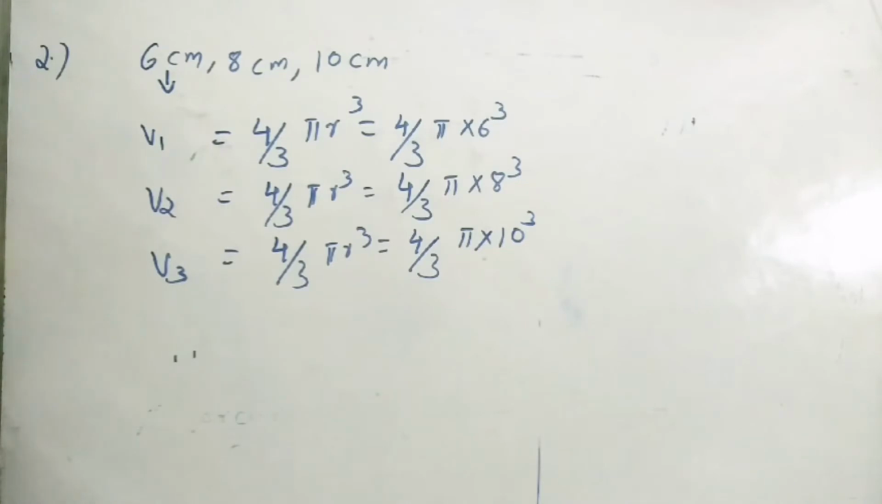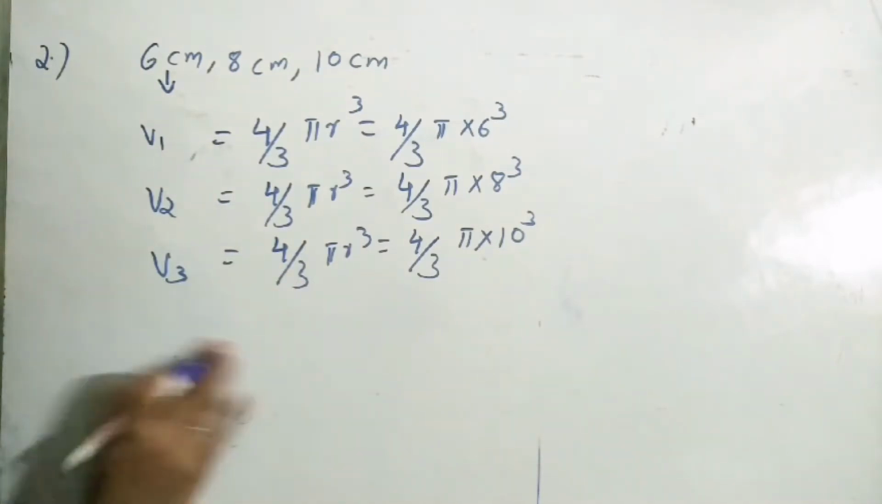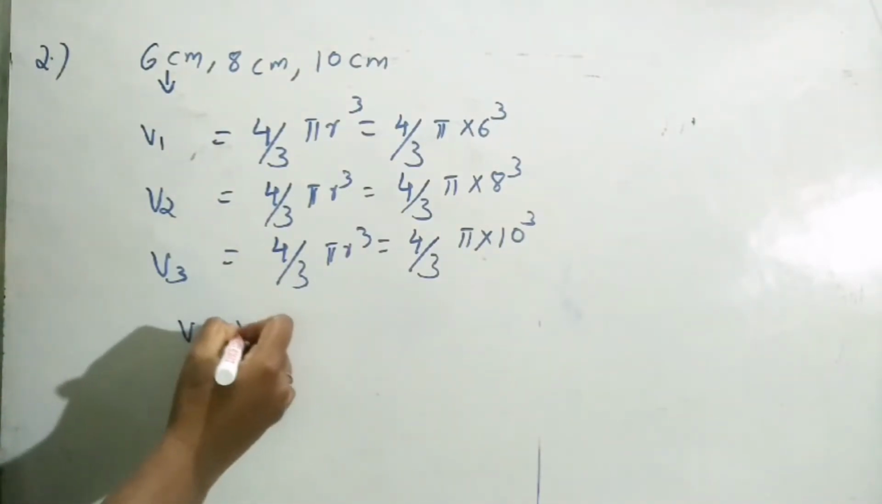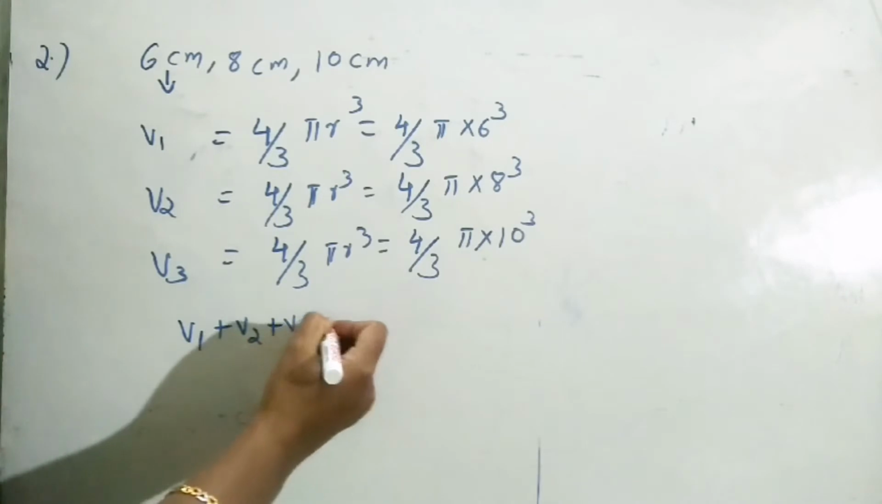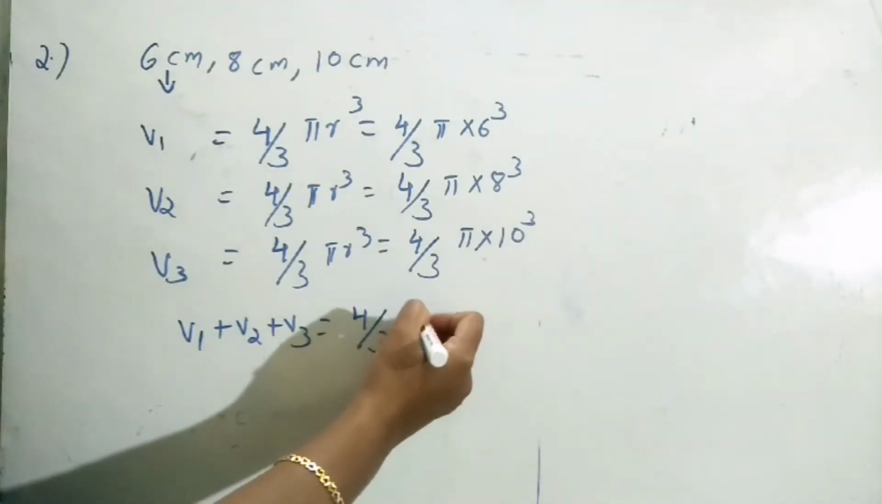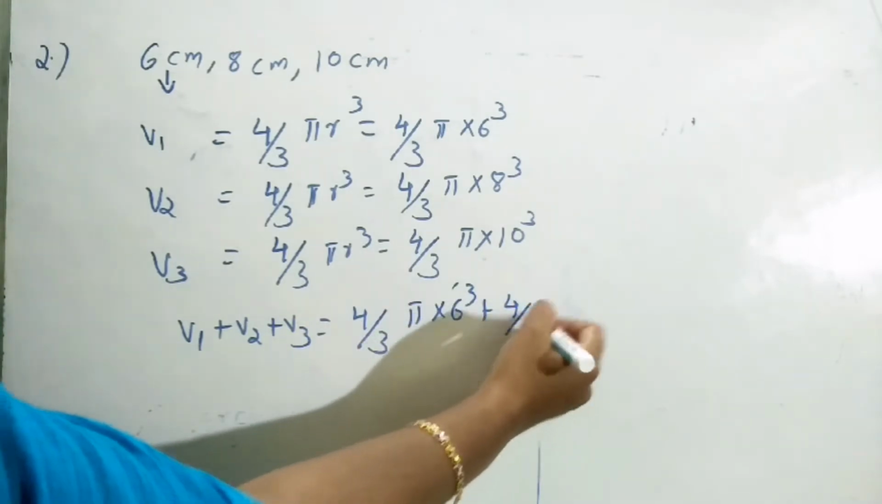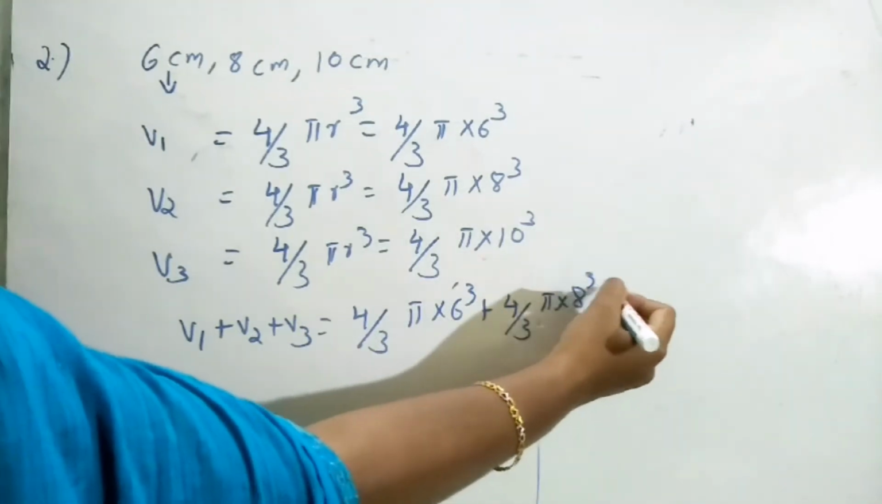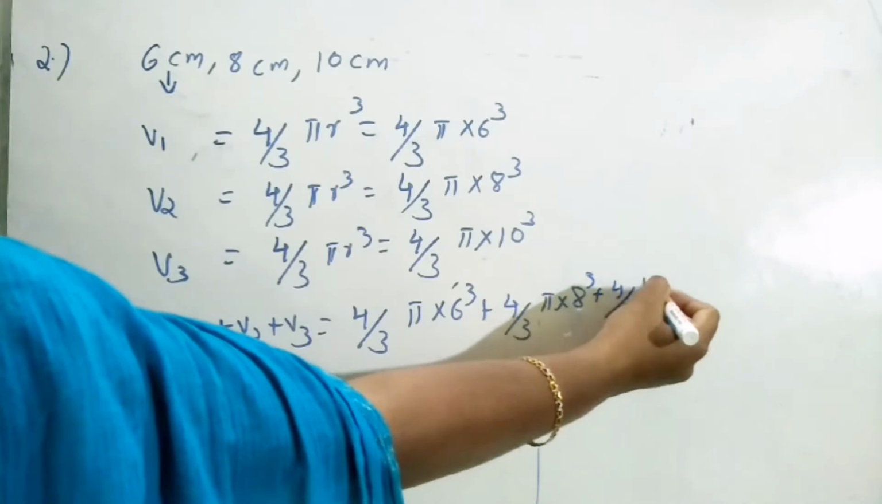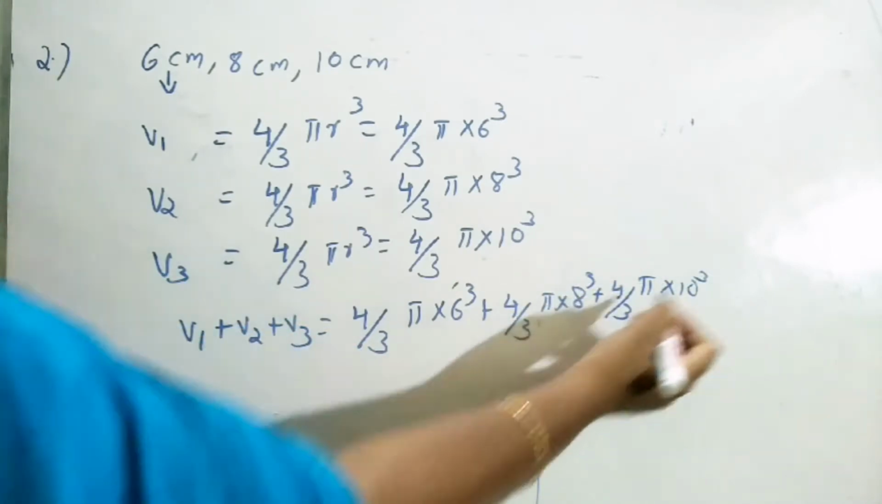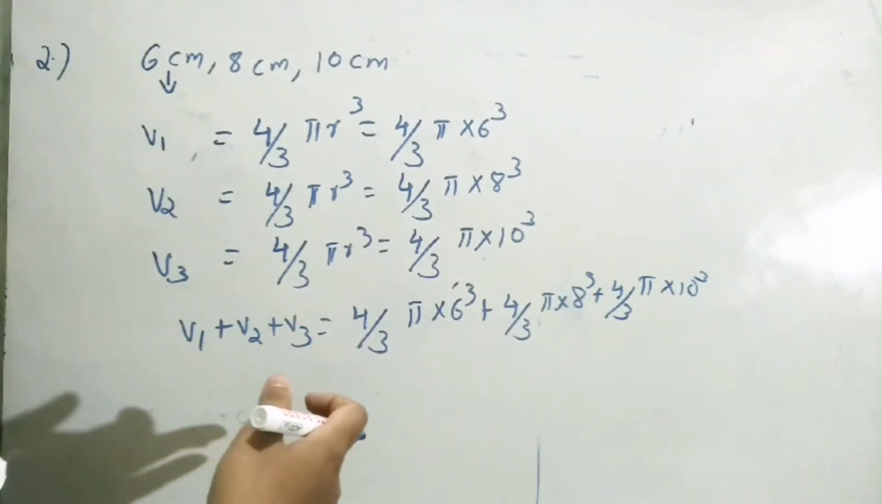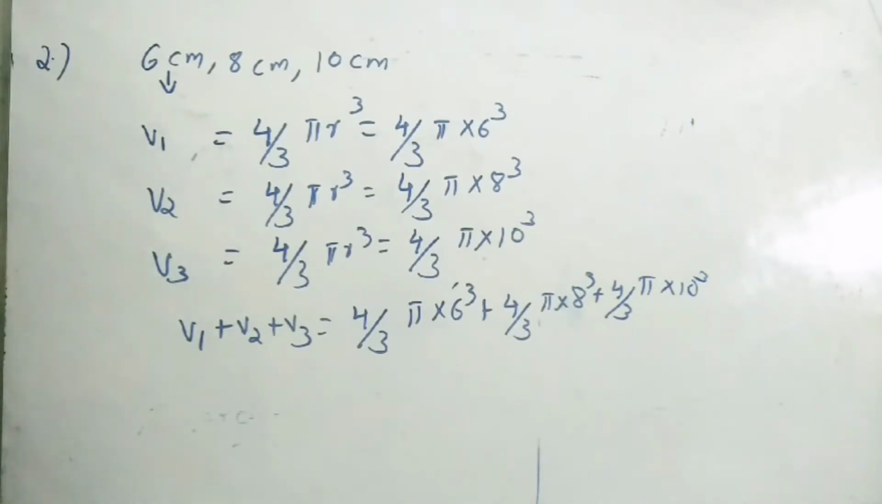Now I am going to add these volumes. Sum of the volumes of the 3 spheres, V1 plus V2 plus V3, is equal to 4 by 3 pi into 6 cube plus 4 by 3 pi into 8 cube plus 4 by 3 pi into 10 cube. We can see that this 4 by 3 pi is common, so just take it outside.